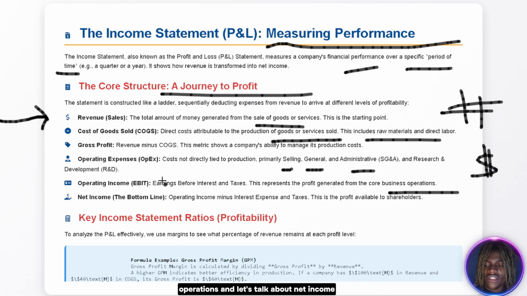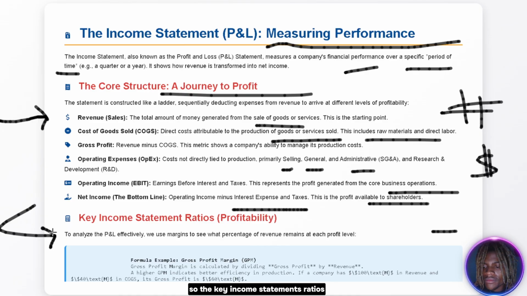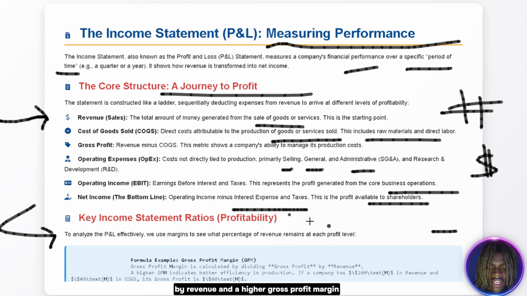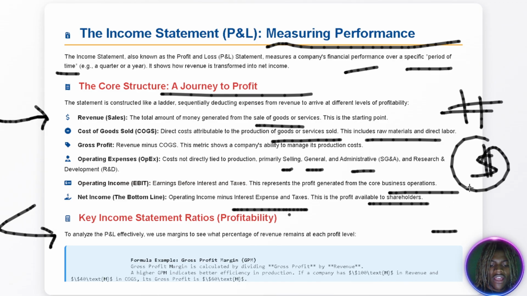And let's talk about net income. Net income is the bottom line. Net income is the operating income minus interest expense and taxes, and this is the profit available to shareholders. So the key income statement ratios: how to analyze the P&L effectively, you've got to use margins to see what percentage of the revenue remains at certain profit levels. Gross profit margin is calculated by dividing the gross profit by revenue. A higher gross profit margin indicates better efficiency in production, which means they can scale the business up while still bringing in profit. Okay.